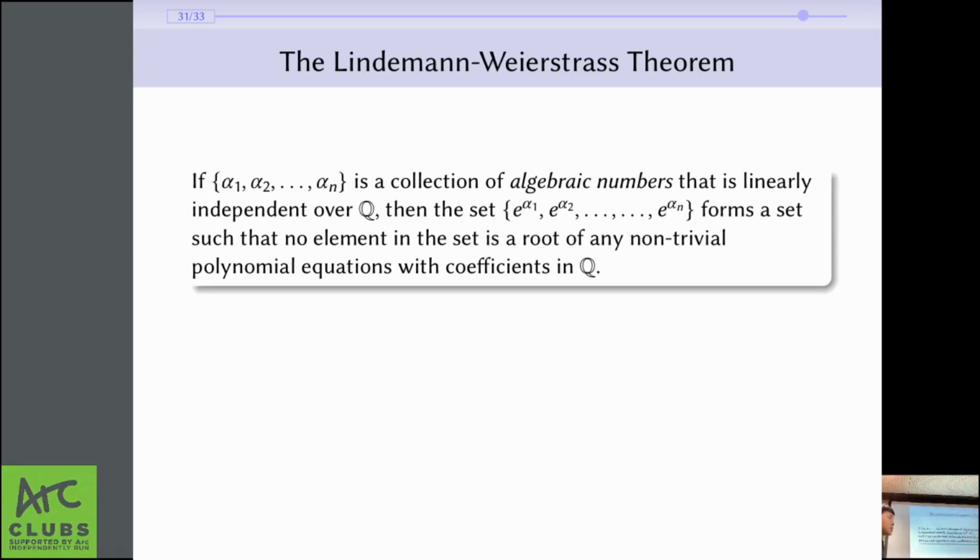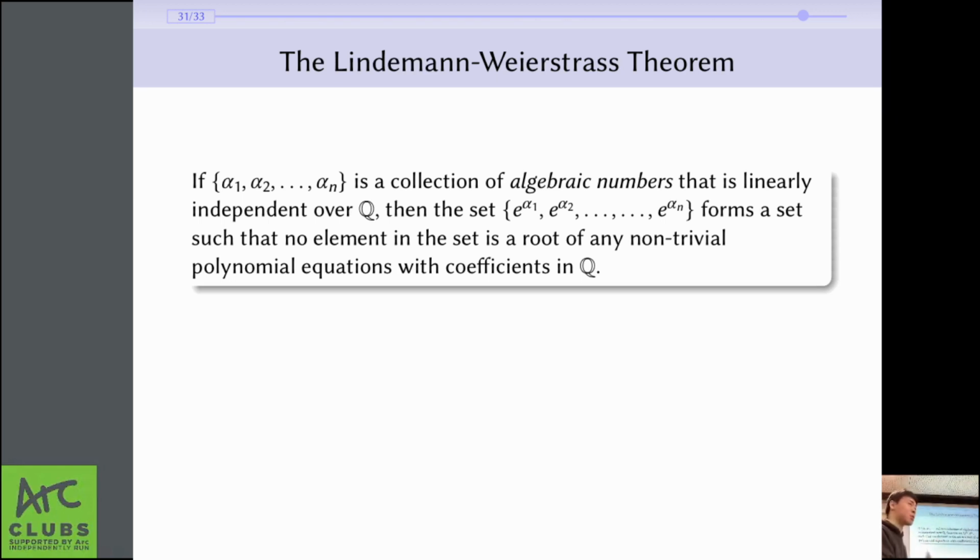So let's have a look at the statement. If I take a collection of algebraic numbers, say alpha 1, alpha 2, up to alpha n, and we know this set is linearly independent over Q. So if I take a linear combination of alpha 1 to alpha n, the only way for this to be 0 is if each of the coefficients were 0 in the first place. Then you know that if we take e to the alpha 1, e to the alpha 2, up to e to the alpha n, this forms a set such that no element in the set is a root of any non-trivial polynomial with coefficients in Q.